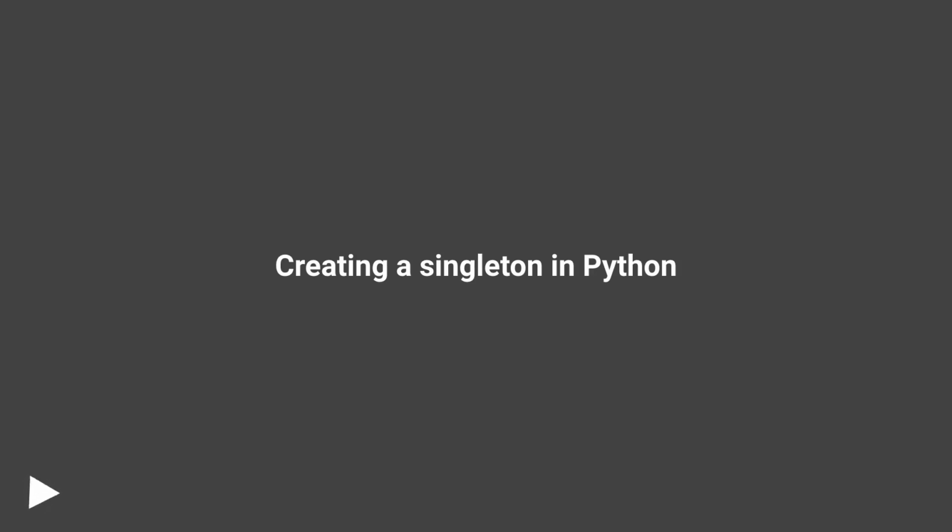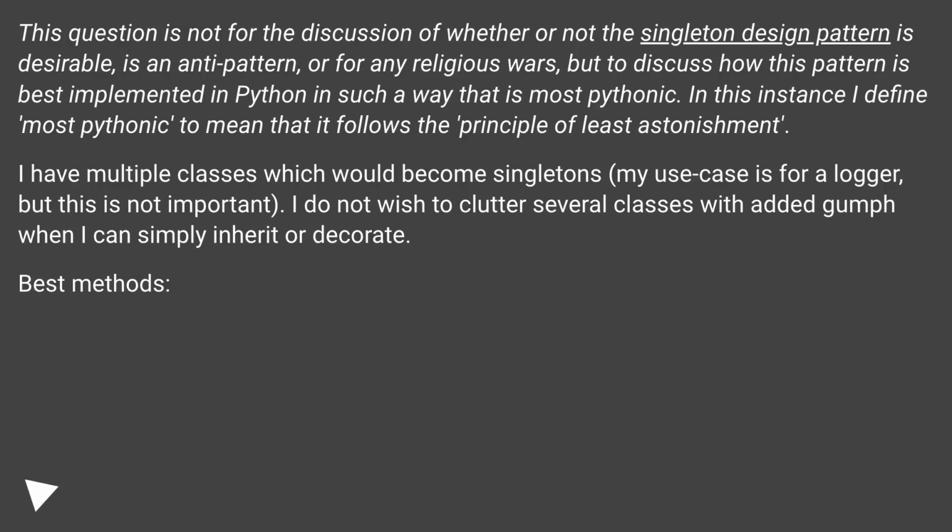Creating a singleton in Python. This question is not for the discussion of whether or not the singleton design pattern is desirable, is an anti-pattern, or for any religious wars, but to discuss how this pattern is best implemented in Python in such a way that is most Pythonic. In this instance, I define most Pythonic to mean that it follows the principle of least astonishment. I have multiple classes which would become singletons.